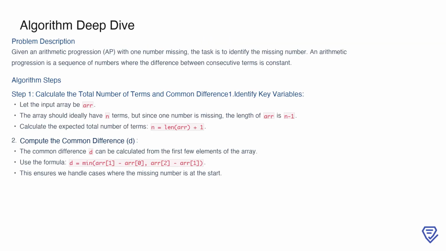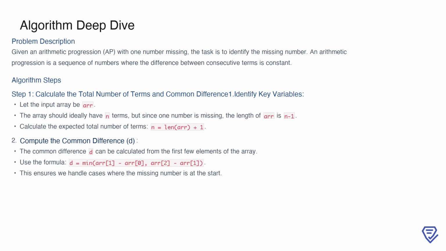In this problem, we are tasked with finding the missing number in an arithmetic progression, or AP for short. An AP is a sequence where the difference between any two consecutive terms is constant. For example, in the sequence 2, 4, 6, 8, the difference between terms is always 2. Now, if one number is missing, our goal is to identify it. To do this systematically, the first step is to calculate the total number of terms that should be in the sequence, as well as the common difference, denoted by d.